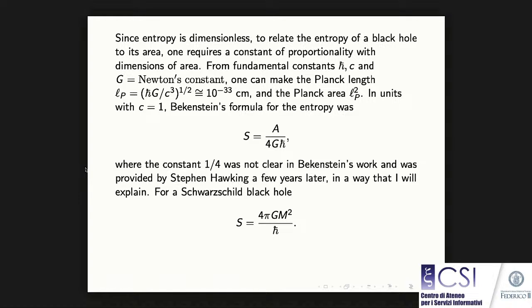Now, I usually set h bar to 1, but I've included it here because h bar in the denominator helps explain why black hole entropy is so big. The entropy of the actual sun is something like 10 to the minus 20 times the entropy of a black hole with the mass of the sun. So in other words, the sun as a black hole would have vastly more entropy than the actual sun has. So black hole entropy is extremely large compared to the entropy of any ordinary system that we encounter.